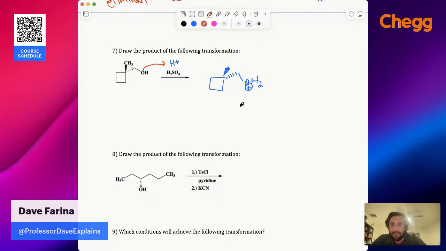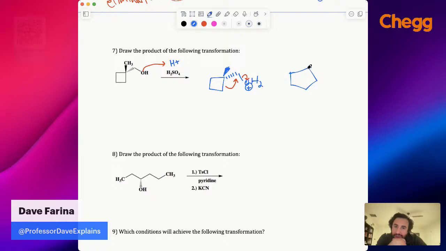So look at what can happen here. We can have rearrangement of this ring. We can go like that. So this carbon-carbon bond will leave one of the carbons and attach to that carbon and kick off the water. And now all of a sudden, we have this.